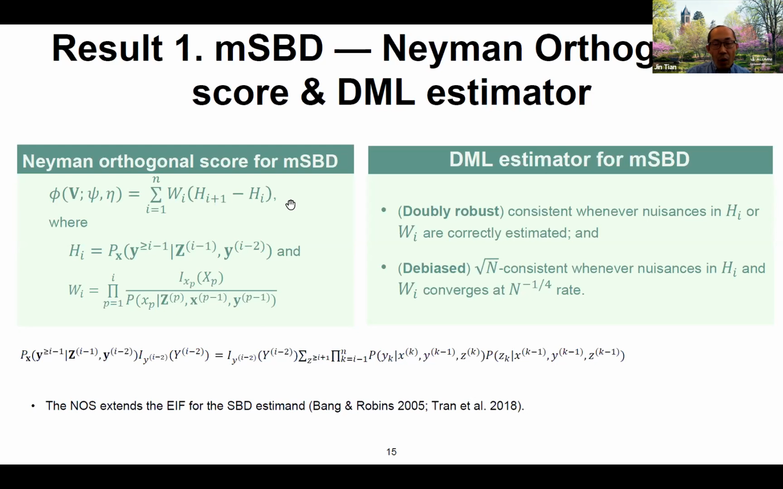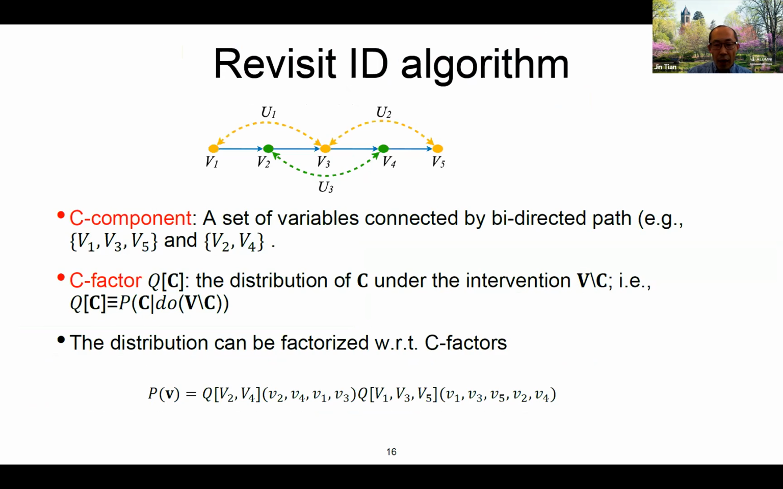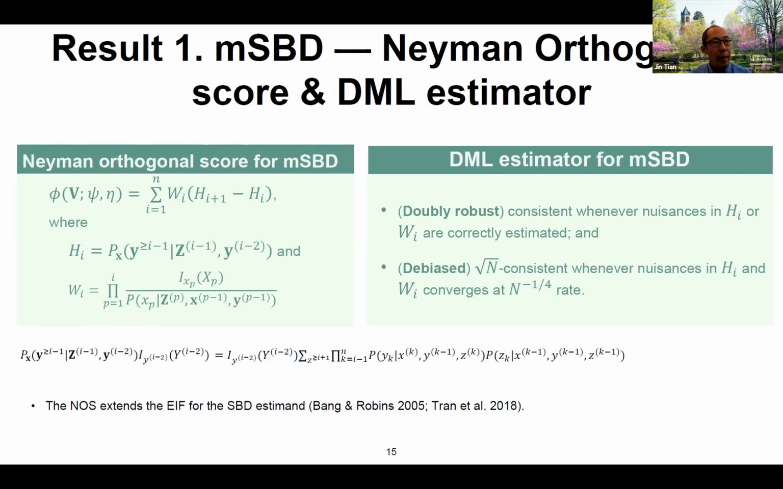And once we have this score, we can explicitly construct a DML estimator, which satisfies the double robustness property: whenever either the nuisances in H or the group of nuisances in W are correctly estimated, then the overall estimate will be correct. And it has the debiasedness property. So that's the result for the special case when the causal effect can be identified by the MSBD criteria.